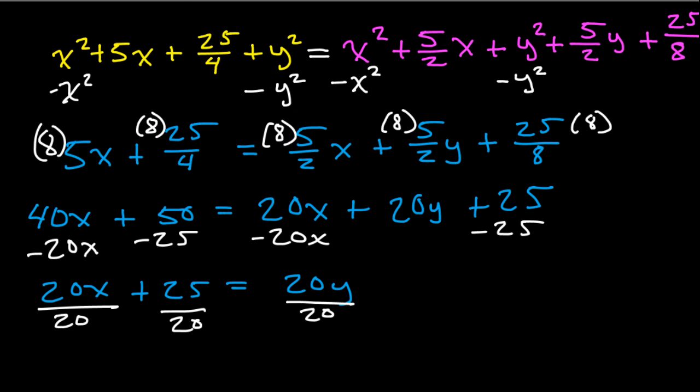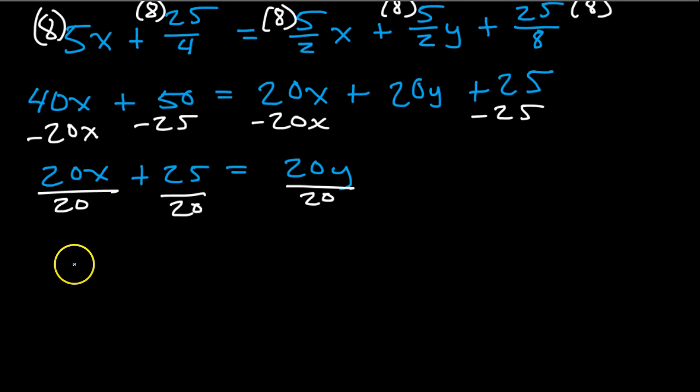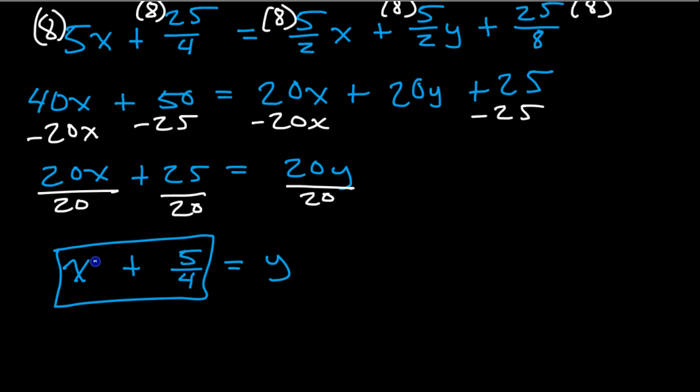Okay, so if I do that, then these cancel out. So I just have x. Now this will reduce. Both of these are divisible by 5. So this will be 5/4. And this will equal y. Okay, so y equals x plus 5/4. That means the next time I see a y, if I want to, I can replace it with x plus 5/4. So that's what I'm going to do.